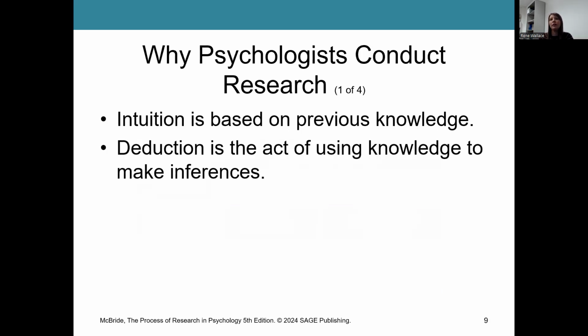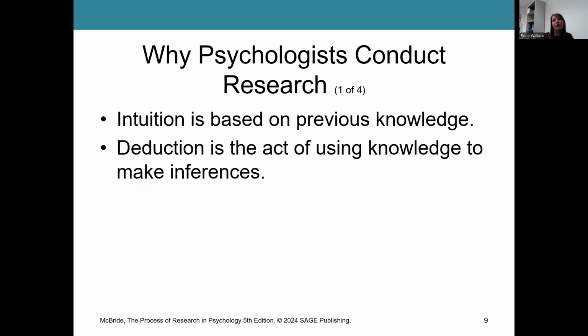So intuition is based on something, right? On previous knowledge. So maybe you knew a guy like that in high school and he kind of reminds you of him, or your dog barked at him and your dog never barks at anybody. And so based on your previous knowledge about your dog, you think, well, that guy's not going to be a great guy for my girl.